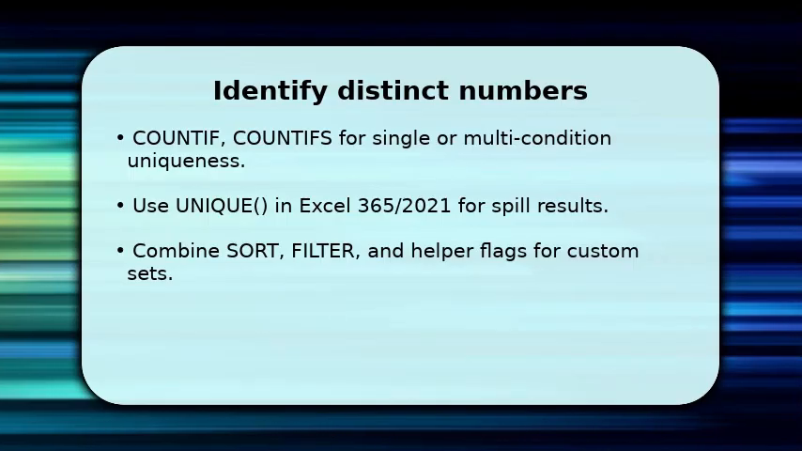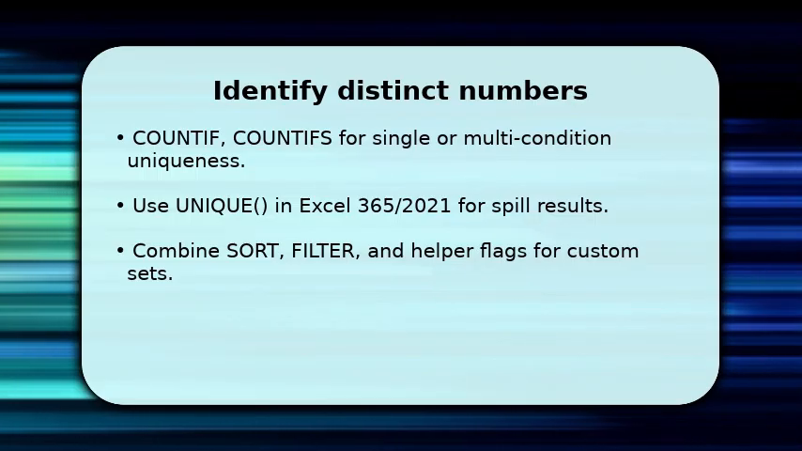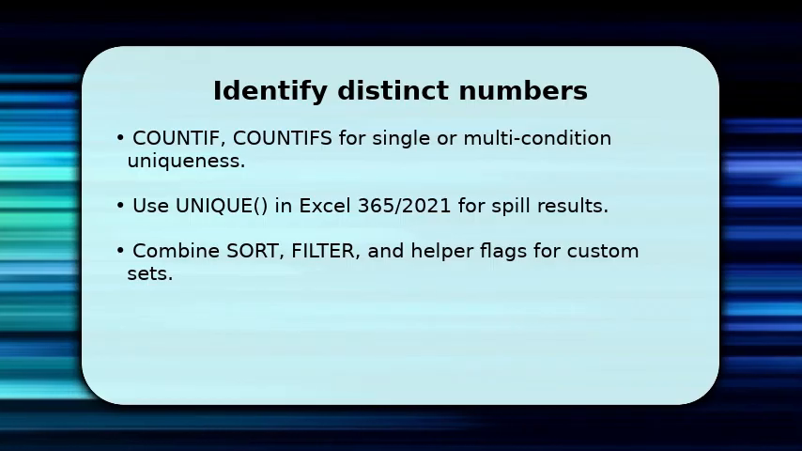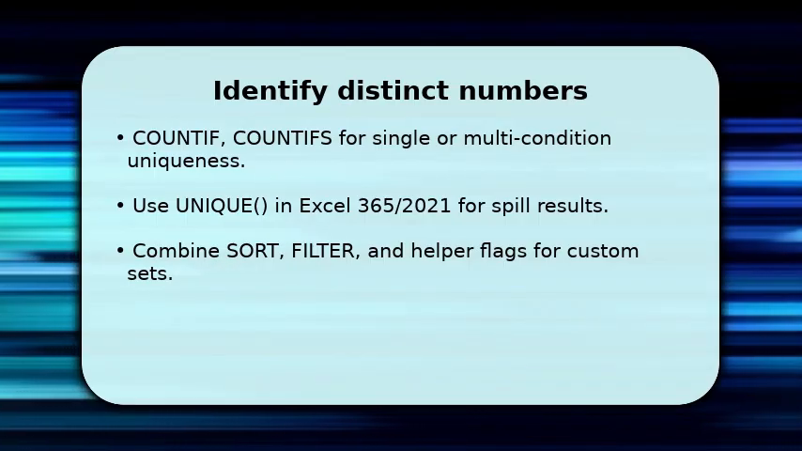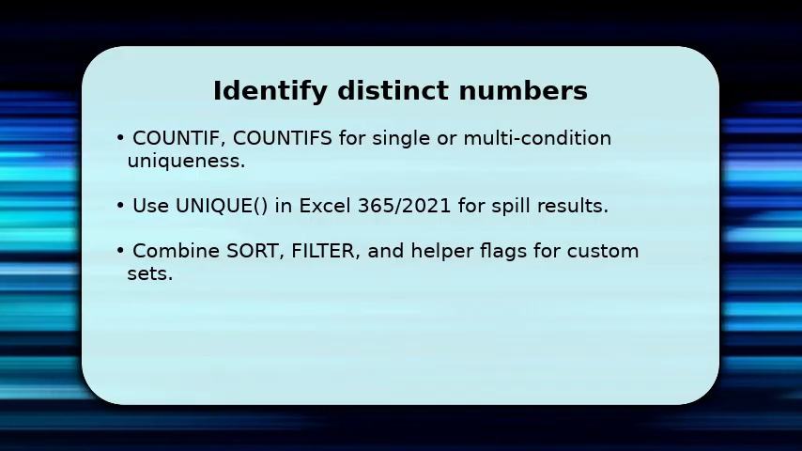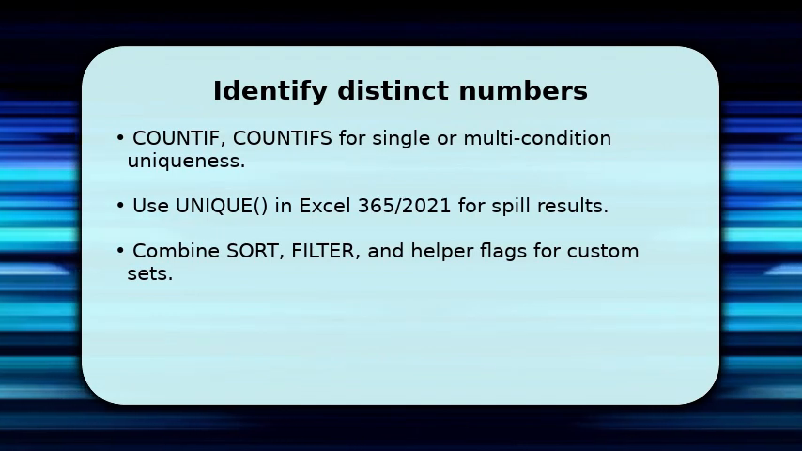Now you identify different numbers using formulas that show how and why items differ. Use COUNTIF for a single column and COUNTIFS when multiple criteria matter. These return counts you can test with equals 1 for uniques. If you have Excel 365 or 2021, use UNIQUE(range) to spill distinct values immediately, then wrap SORT if order matters. For complex cases, FILTER values by your helper flag or combine the helper with SORT and UNIQUE to produce a clean list for reporting or further analysis.